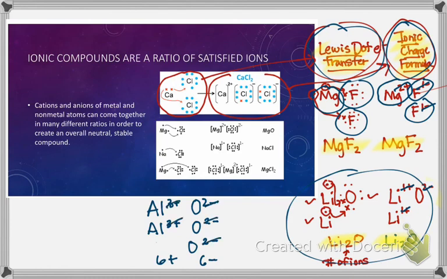And so that would give you an overall formula of Al2O3, that's 2 aluminums for every 3 oxygens. We will pick up on the properties in class or in another video lesson tomorrow.